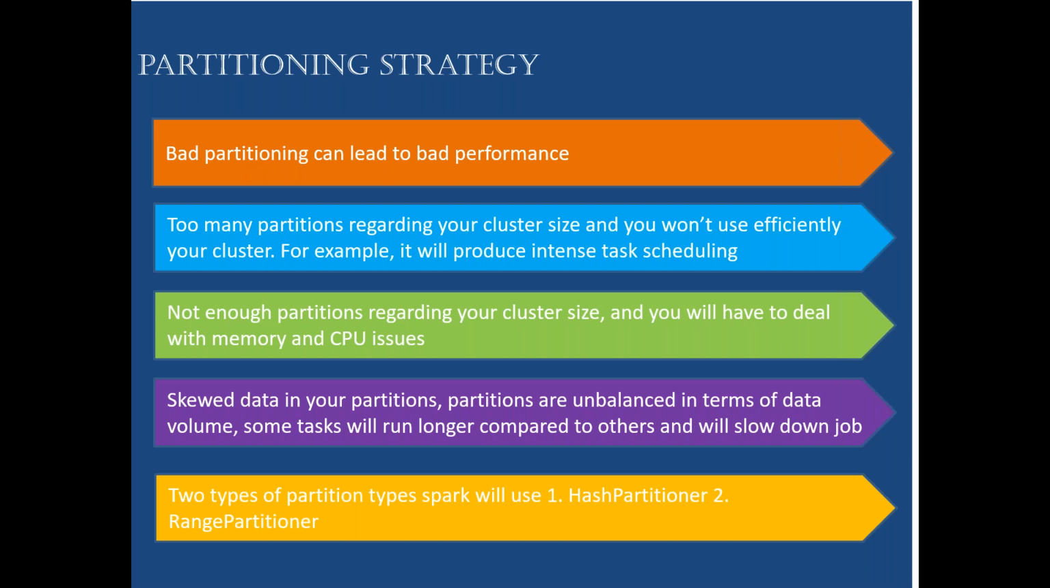Next, how the data will be partitioned is based on two partition types. One is hash partition, second one is range partition. Hash partition means, you know, based on the hash value. Let's say if you take a location, all the India location will come into one partition, US will come into another partition, all UK will come into one partition. That is the hash partition. Range partition means some range it will take, from 1 to 50 is one partition, 50 to 100 is another partition, 100 to 150 is another partition. That is the range partition.